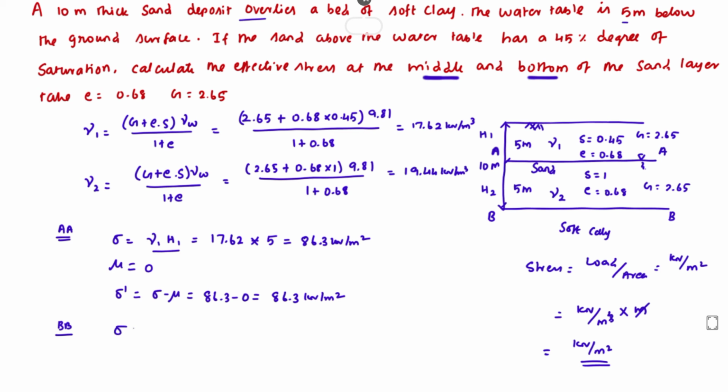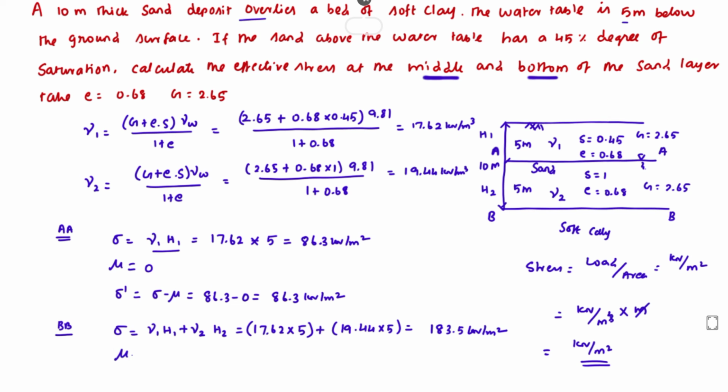Next is BB. Now we take the sigma value. At BB there are two layers, so we have gamma 1 into H1 plus gamma 2 into H2. That is 17.62 into 5 plus the gamma 2 value, 19.44 into 5. Solving this, we get 183.5 kilonewton per meter square.